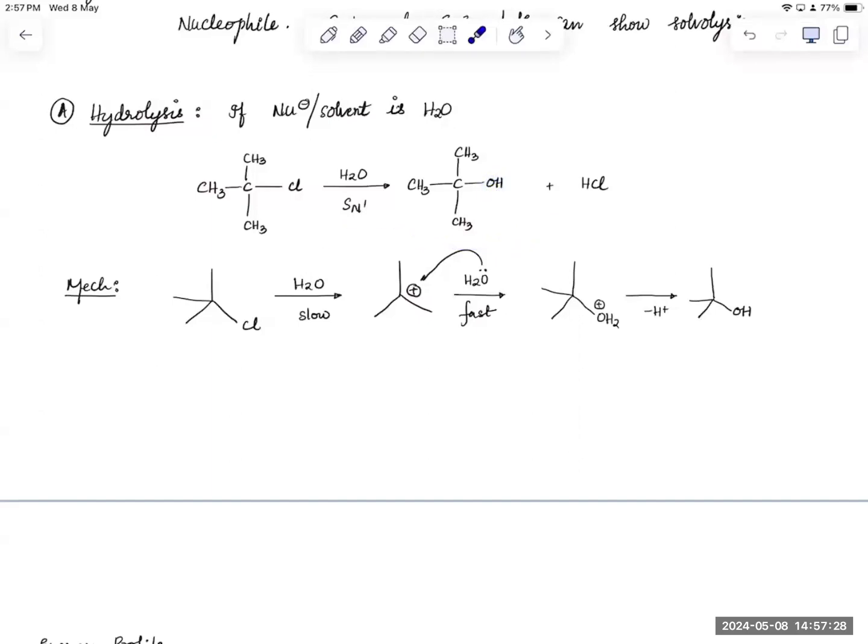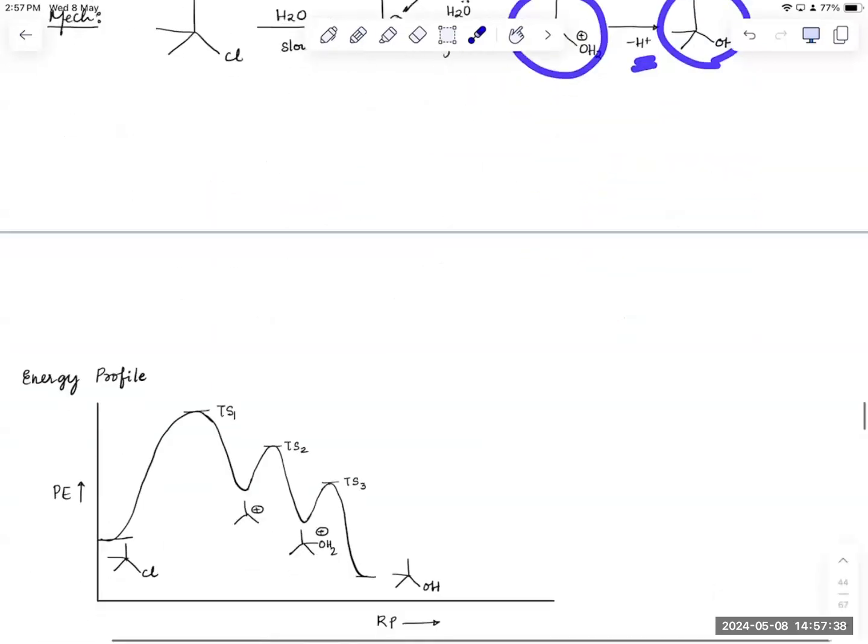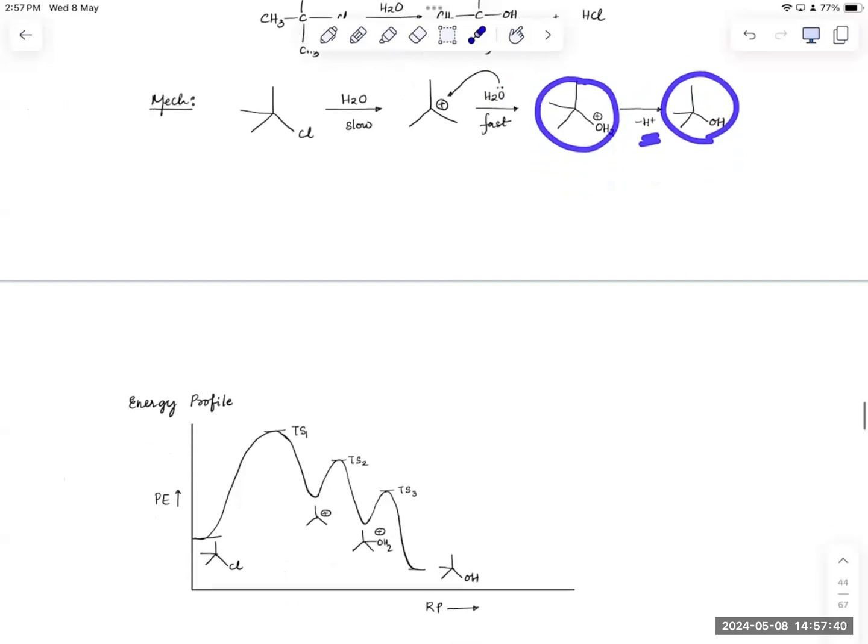See the mechanism here. Chlorine is being removed, carbocation is formed. Water will attack quite fast here. So we'll get this OH2, removing H plus, you will get this as OH. If you check out the energy profile, see the number of arrows you have: 1, 2, 3. The number of arrows you write implies that you have to write 3 transition states, because between every arrow there is one transition state.